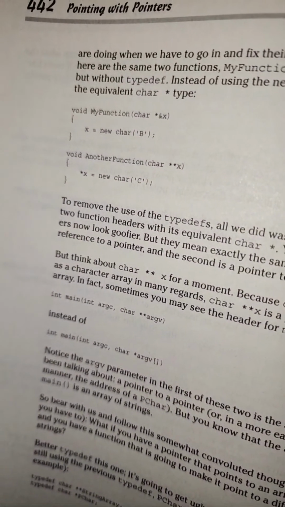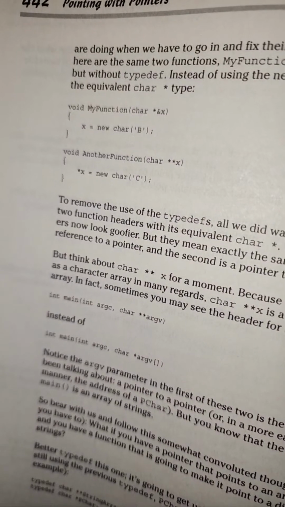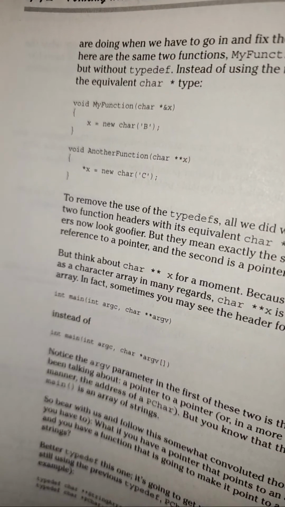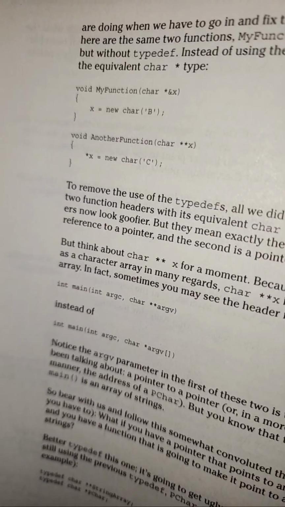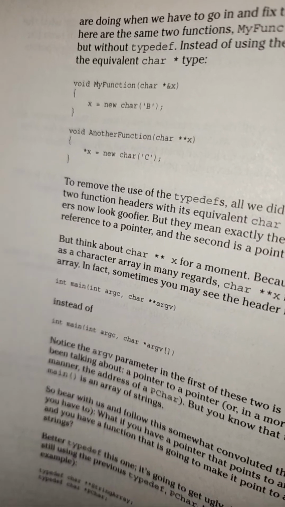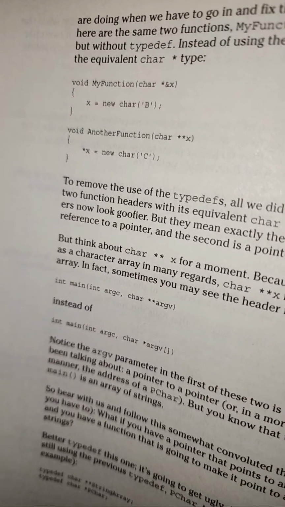Void my function char star ampersand x, x equals new char b. Void another function char star star x, star x equals new char c.